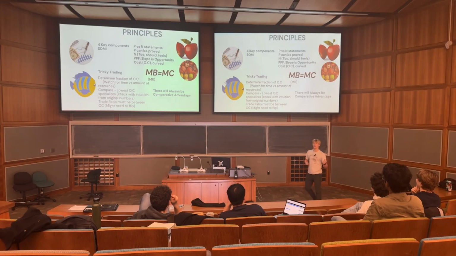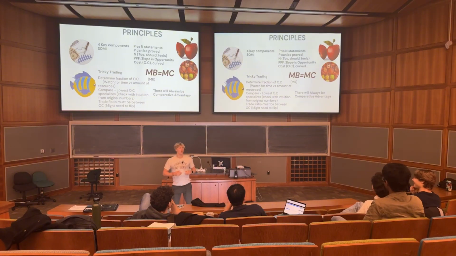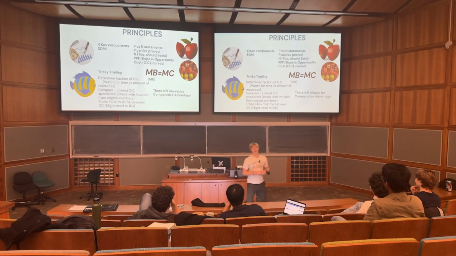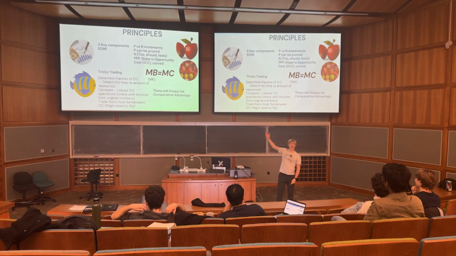Next up, we have positive versus normative statements. Positive statements are things that can be proved. Those are scientific facts. They cannot be disputed. Normative statements look for words such as ought, should, feels. Those are statements about someone's opinion, about how they feel the world should be, about what they think should be.